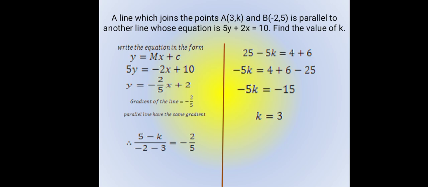Now, parallel lines have the same gradient. So our other line should have a gradient of -2/5. And we know its coordinates A and B. So if we take the change in those coordinates equal to -2/5, we get the value of k to be 3.